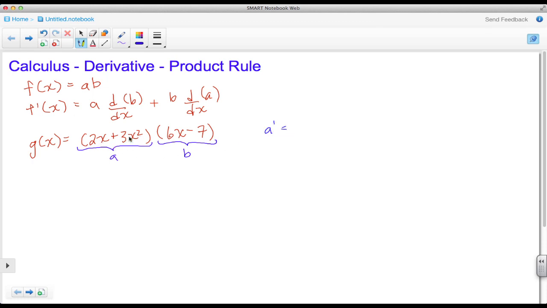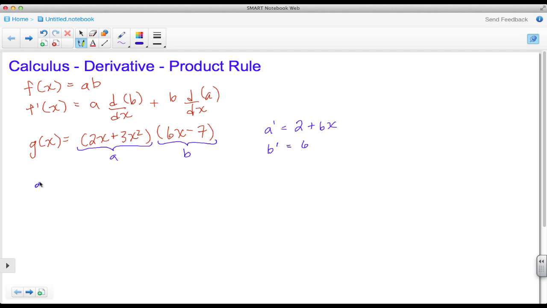Well, I've got to take the derivative of this first portion here. The derivative of 2x is just 2. And the derivative of 3x squared, I'm going to bring the 2 down, so that's 2 times 3 to give me 6. And then I'm going to decrement this power of 2 down to 1, so that's going to be 6x. And if I wanted to find the derivative of b, well, 6x, its derivative is just going to be 6. And the derivative of a constant is just 0. So here the derivative of b is just 6.